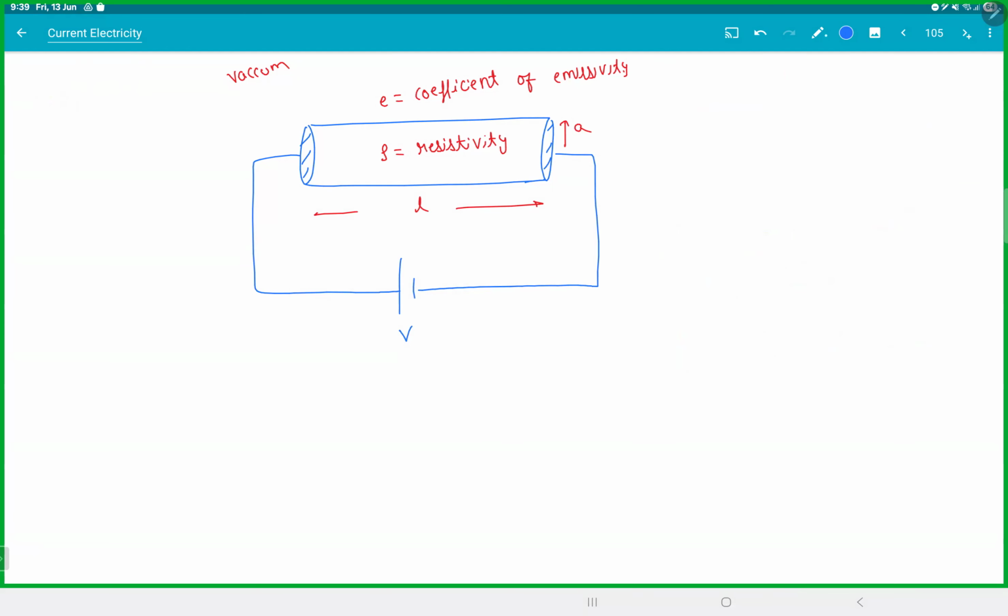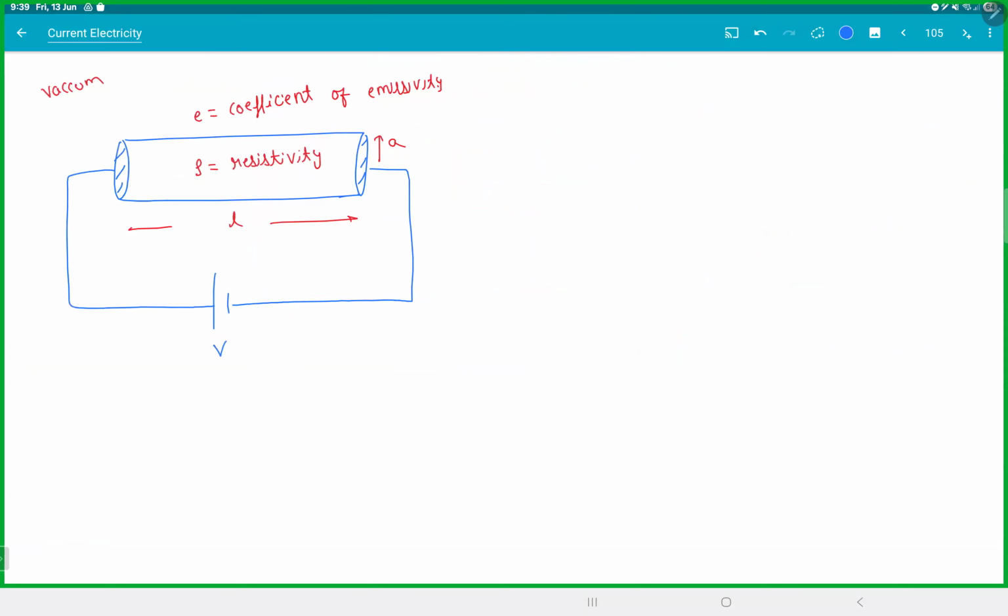The idea is pretty simple here. Whatever heat you're producing must be going out in the form of radiation. Heat produced by the resistor must be equal to the heat radiated by the resistor, since you're in steady state.